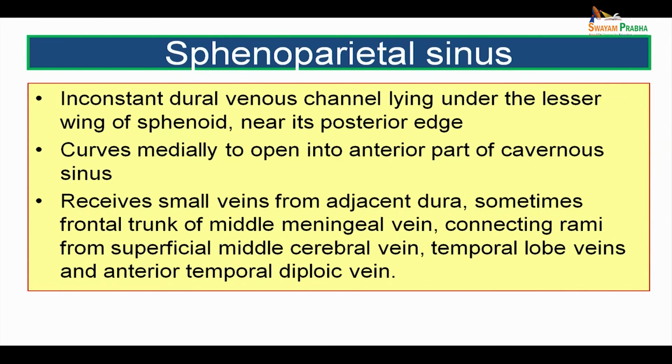It is an inconstant dural venous channel lying under the lesser wing of sphenoid bone near its posterior edge. It curves medially to open into the anterior part of the cavernous sinus. It receives small veins from adjacent dura. Sometimes it also receives the frontal trunk of the middle meningeal vein, connecting rami from the superficial middle cerebral vein, temporal lobe veins and the anterior temporal diploic vein.